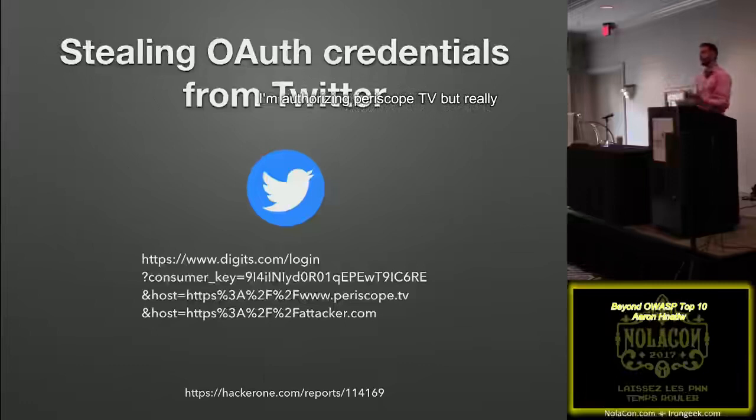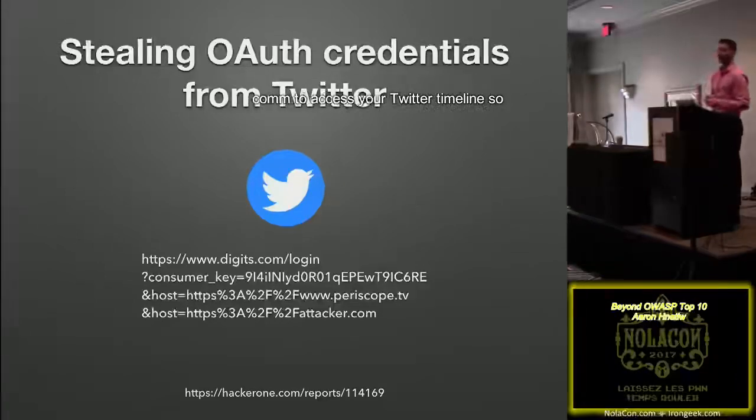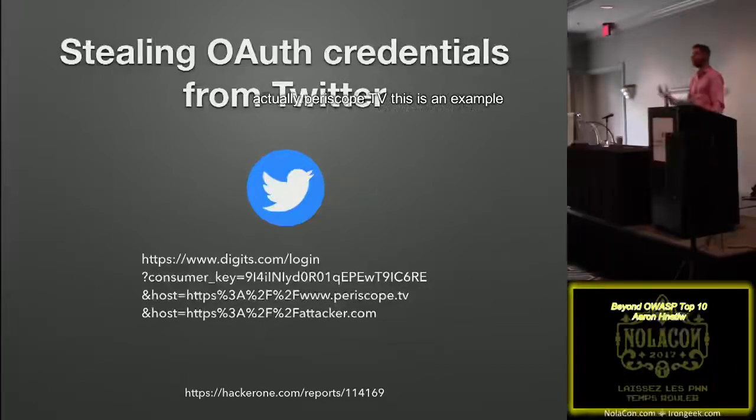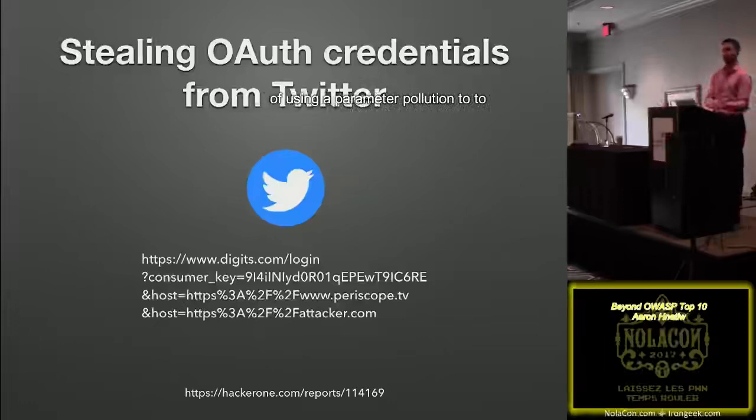So a user would see this, they'd be like, oh, I'm authorizing Periscope TV. But really what happened by passing in that extra parameter is you're authorizing attacker.com to access your Twitter timeline. It granted the OAuth token to attacker.com to be able to access the Twitter timeline when the user thought it was actually Periscope TV. So this is an example of using parameter pollution to trick users and, in this case, gave them complete access to their Twitter profile.